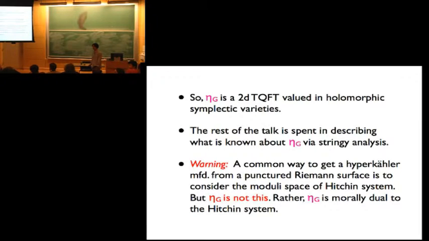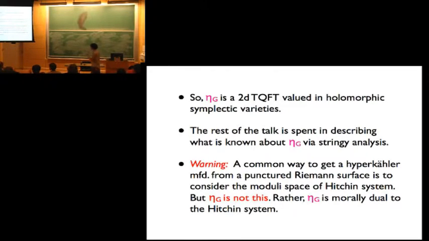I'm going to give the definitions right now. This is the middle point of the talk. So before going into the definitions and the axioms, let me warn you about one thing. One common way to associate a holomorphic symplectic manifold or hyperkähler manifold to a punctured Riemann surface with some extra data is to consider the moduli space of the Hitchin system with extra data associated with various punctures. But eta G is not that.